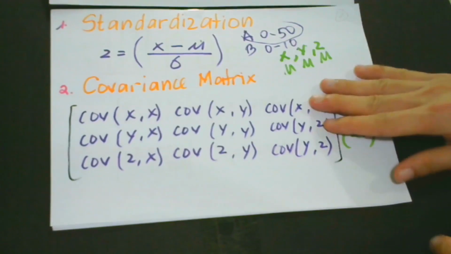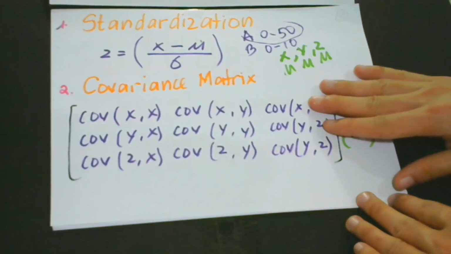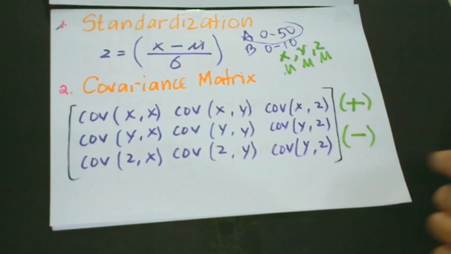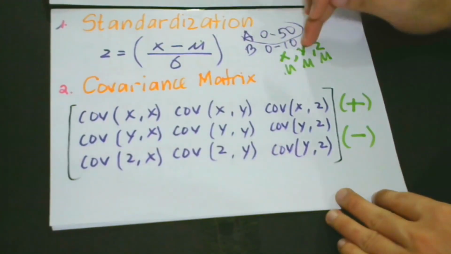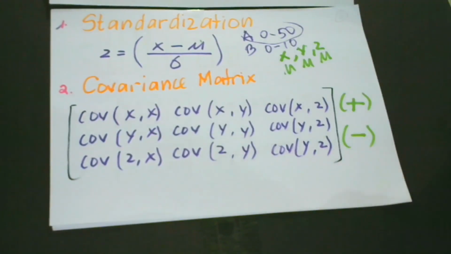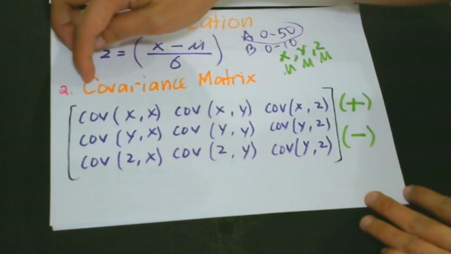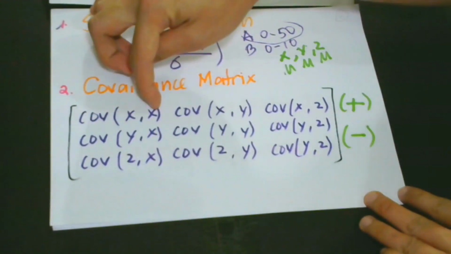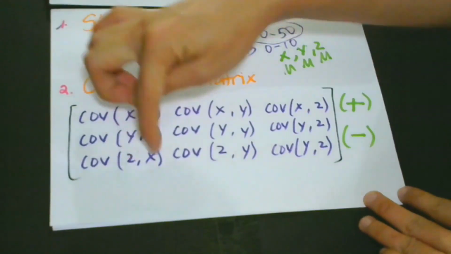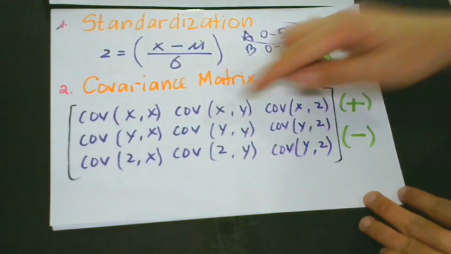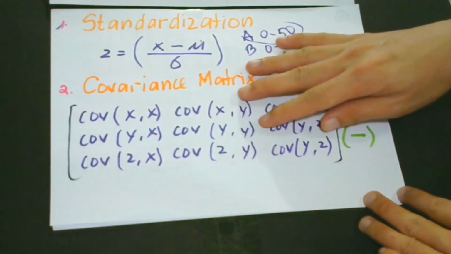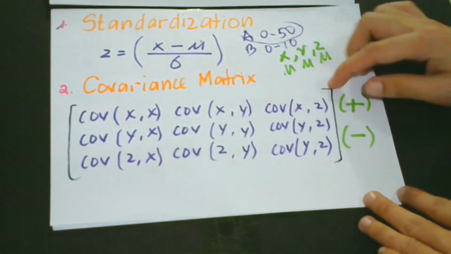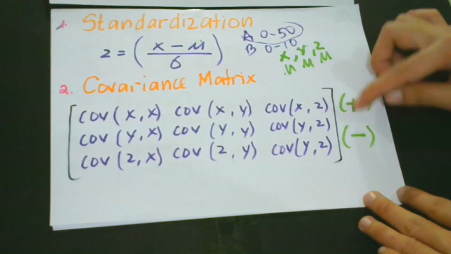So this is a three-dimensional data set because it contains three variables. So we have the variable x, we have the variable y, and then we have the variable z. So how to do this is that we're going to relate x to itself, y to x, then z to x, and vice versa for all of them. So this kind of matrix is also what we call a covariance matrix.